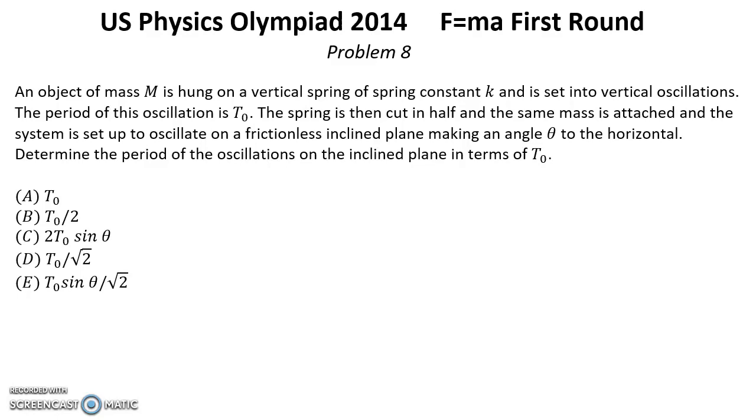Solution. We know that the period of oscillation for mass M on a spring with a constant K equals this expression. If we cut the spring in half, we will increase the spring constant twice. And if we put this system on an incline, it will not affect the period, it will just affect the point of equilibrium. So it means that if in this formula we increase K twice, we decrease the period by the square root of 2, which is answer D. That's the correct answer.